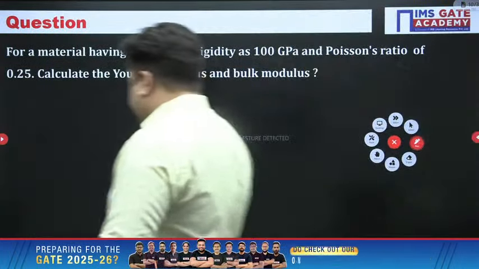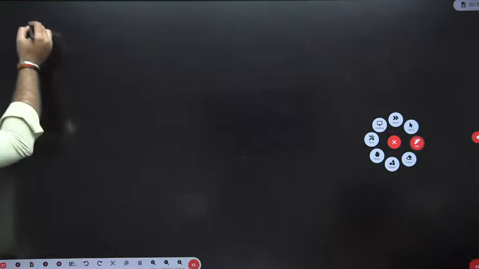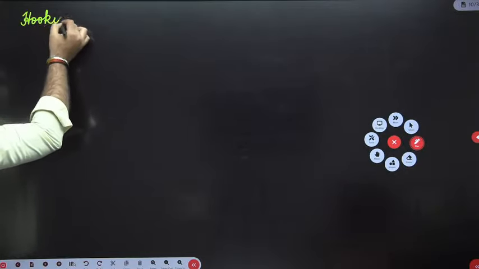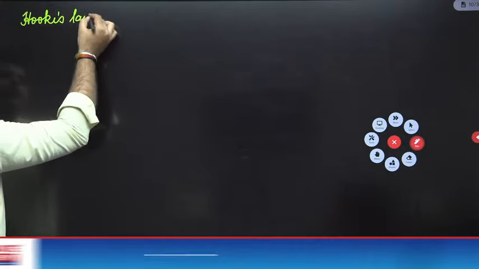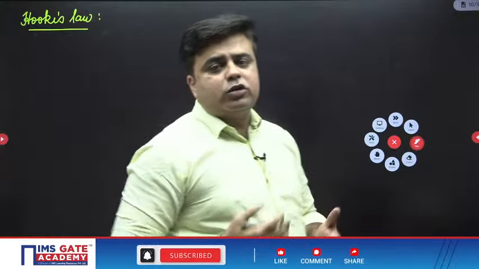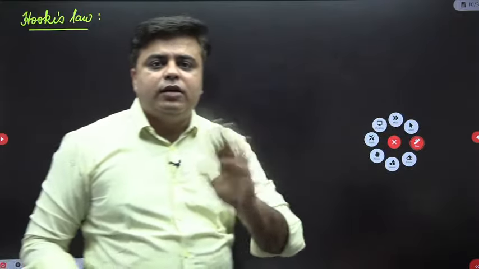Okay, before attempting the next question, first understand this. Let me quickly give you a brief about Hooke's law. What does Hooke's law state? Most of the students will answer one very simple thing. The moment Hooke's law comes to their mind, they simply answer: stress is directly proportional to strain. That's all, nothing ahead of this.